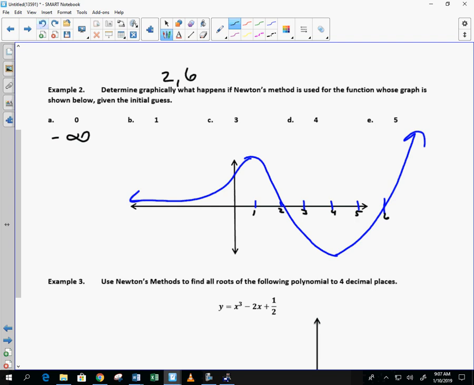It kind of gets to be a large mess after a while, so I'm going to try to clean it up here a little bit. All right, let's now guess 1. Watch what happens when I guess 1. If I guess 1, I find that coordinate. I then draw a line tangent.